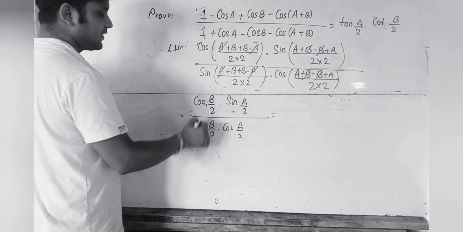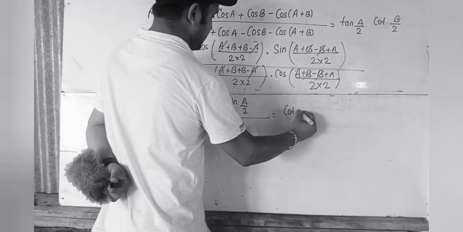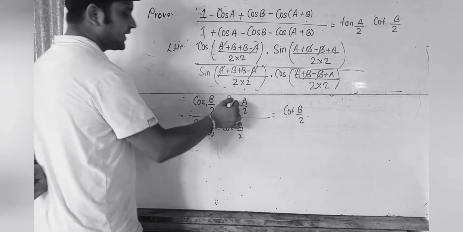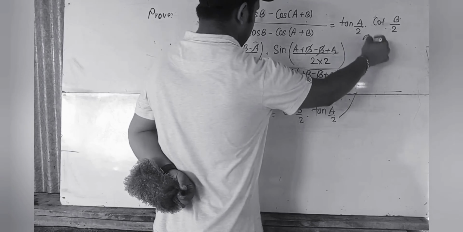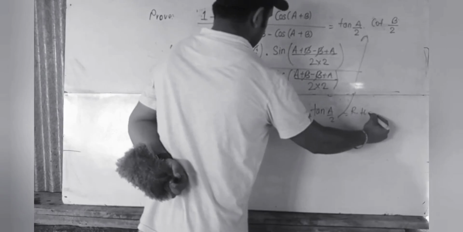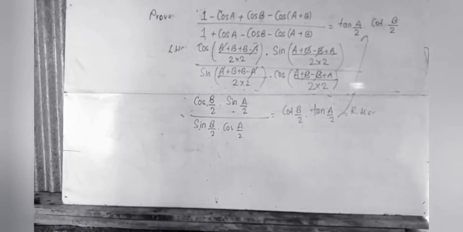Now cos b by 2 and sin b by 2 gives you cot b by 2. Similarly, sin a by 2 by cos a by 2 gives you tan a by 2, which is equals to our RHS.